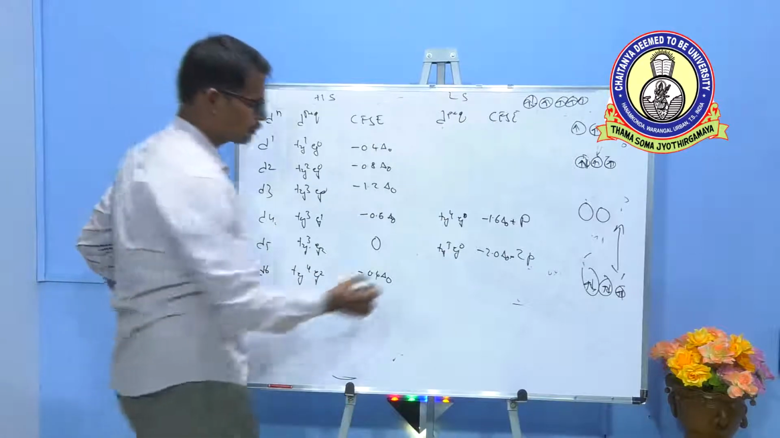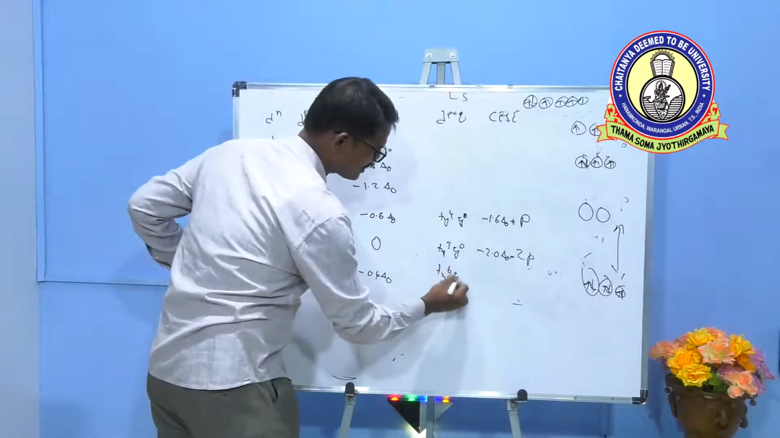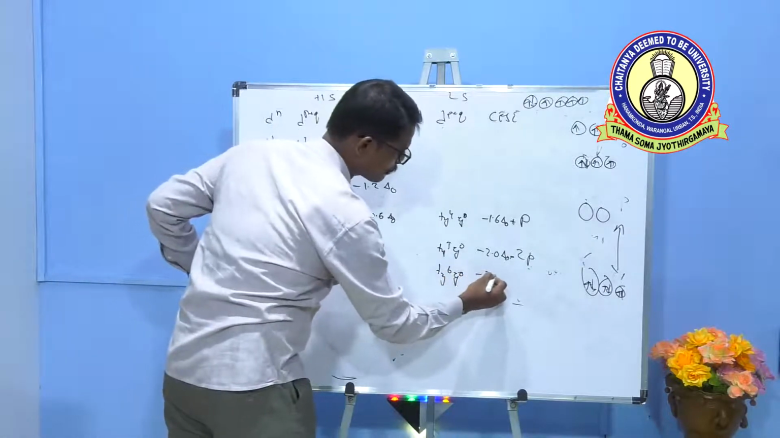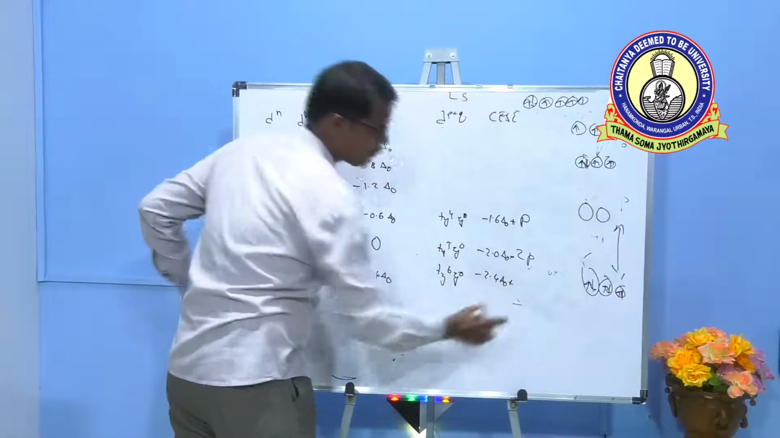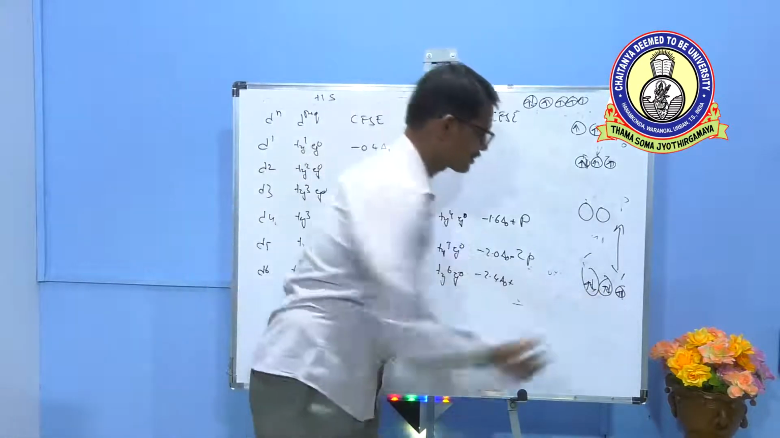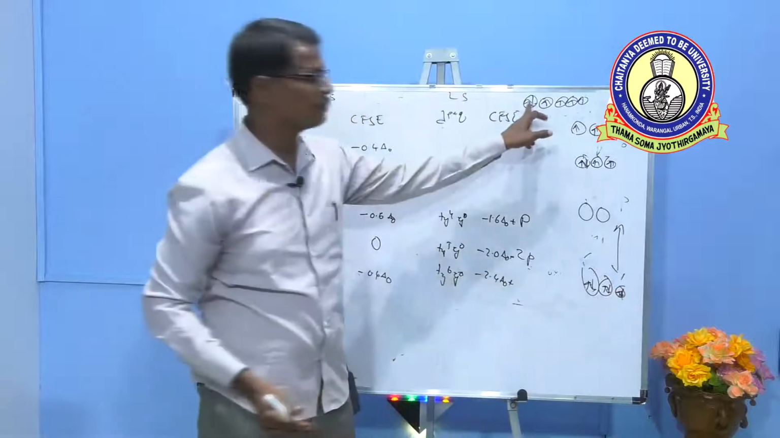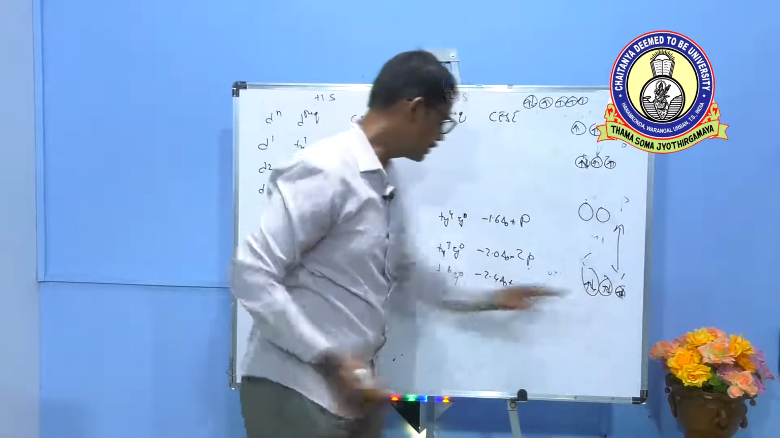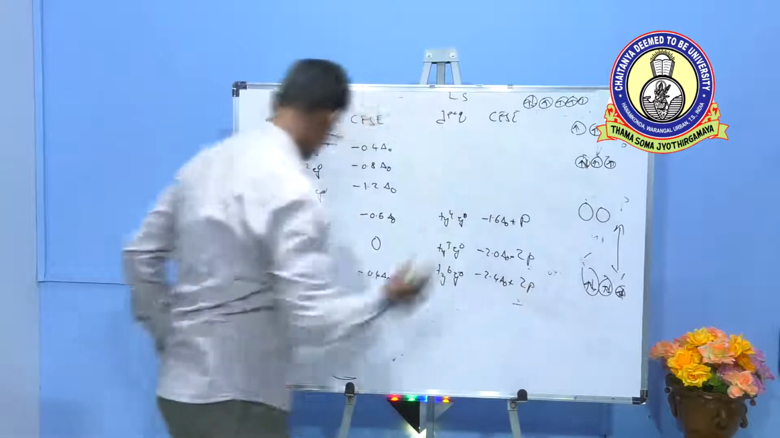So for low spin d6, t2g6 eg0 gives minus 2.4 delta O plus pairs. These are not 3 pairs. We do not consider 3 pairs because one pair is already there, so one pair is removed. Only 2 pairs, 2P.